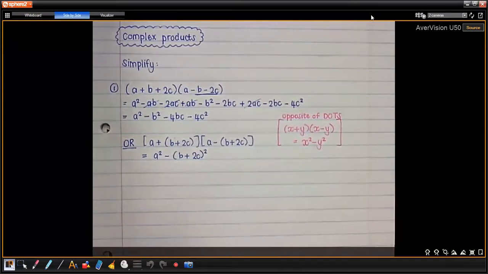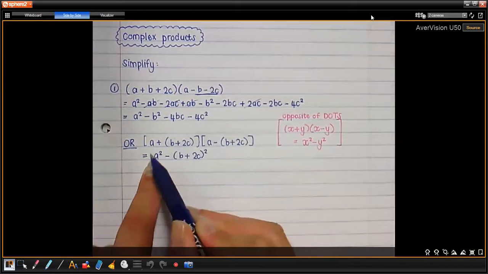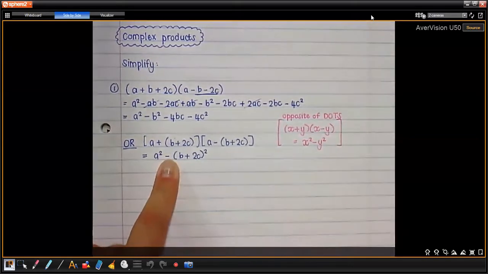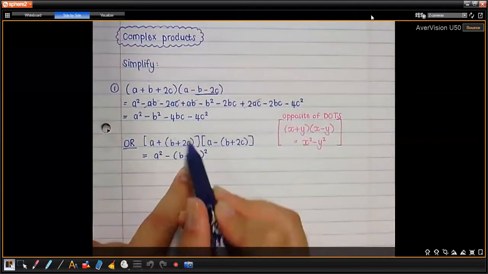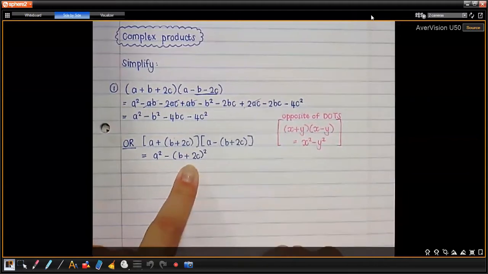Okay, so now when I have that, when I have two brackets, same terms, there's just a plus in between those first two and a minus in between the second two, then we take first times first. A times A is A squared. We put the minus there, right? Because it's supposed to go to a difference of two squares, so there has to be a minus. Then we take last term times last term.